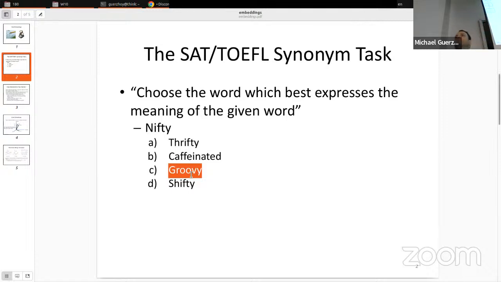Make sense? And why would it be? It would be like, nifty: that's a nifty project. That's a groovy project. So they occur together with project, but thrifty does not appear together with project. I'm going to get caffeinated and do the project. That's going to happen. So caffeinated is going to appear together with project a lot, but possibly with other words as well that don't occur with project, whatever. Make sense? So, okay.